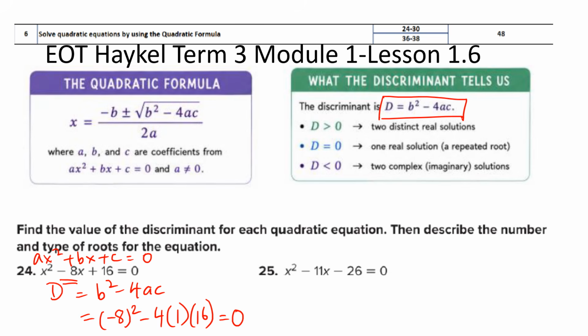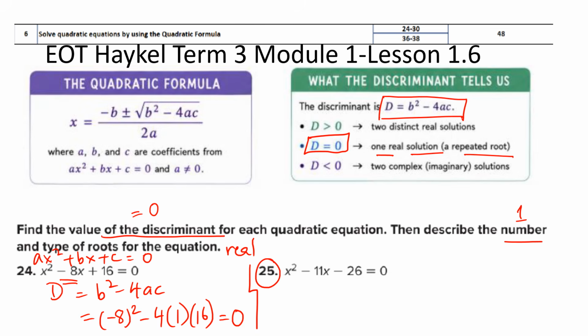So when discriminant value is 0, what is the condition? One real root which is repeated. So the value of the discriminant for question 24 is 0. The number of roots, actually there are 2 roots but they are repeated. So you will only say the number of root is 1, which is the repeated one, same value 2 times, and the type of root is real. Okay, that's how you solve it.